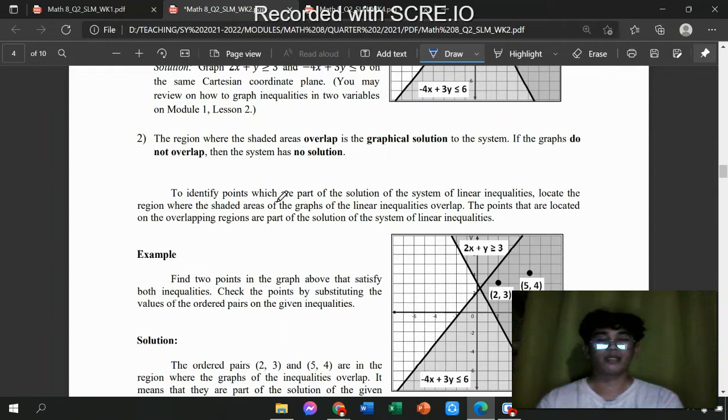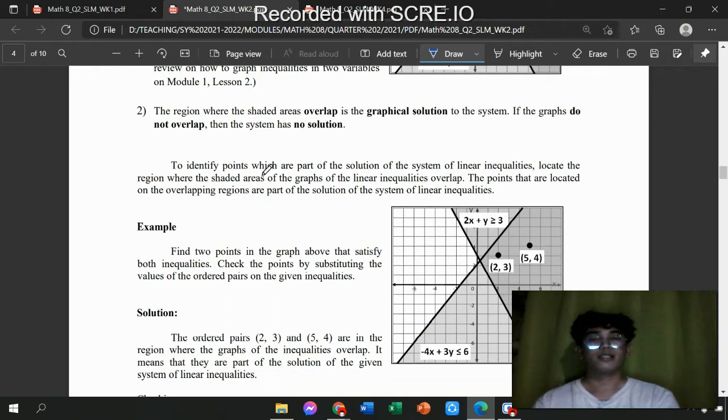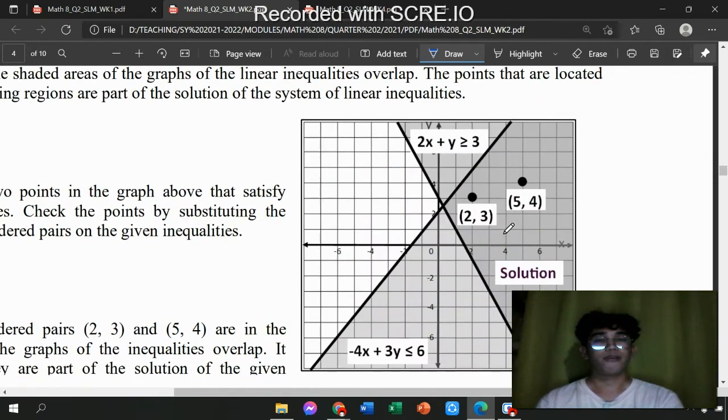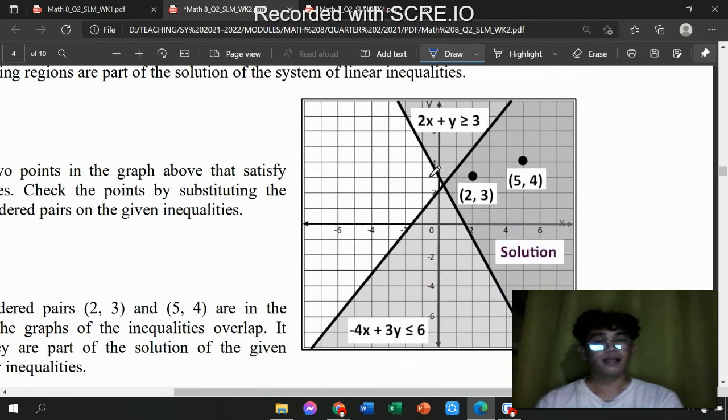Then, to identify points which are part of the solution of the system of linear inequalities, locate the region where the shaded areas of the graphs of the linear inequalities overlap. So, the points that are located on the overlapping regions are part of the solution of the system of linear inequalities. So sa atong nag-overlap nga area, nagpili siya og duha ka ordered pairs, kaning 2 and 3, ug 5 and 4. So kani duha ka ordered pairs.